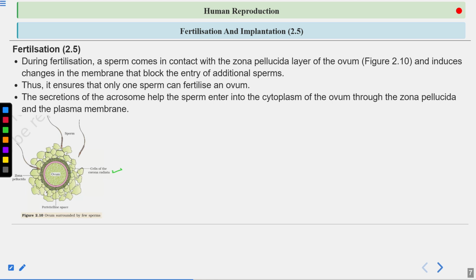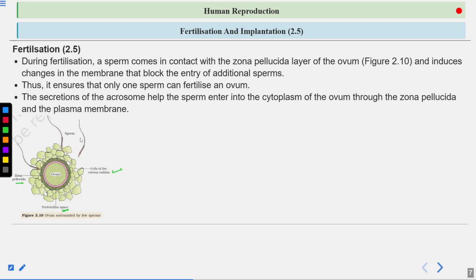Then inner to corona radiata is zona pellucida. Zona pellucida is a thick glycoprotein layer. Then inner to zona pellucida is the plasma membrane. And this is the perivitelline space. It is the space between zona pellucida and the plasma membrane.